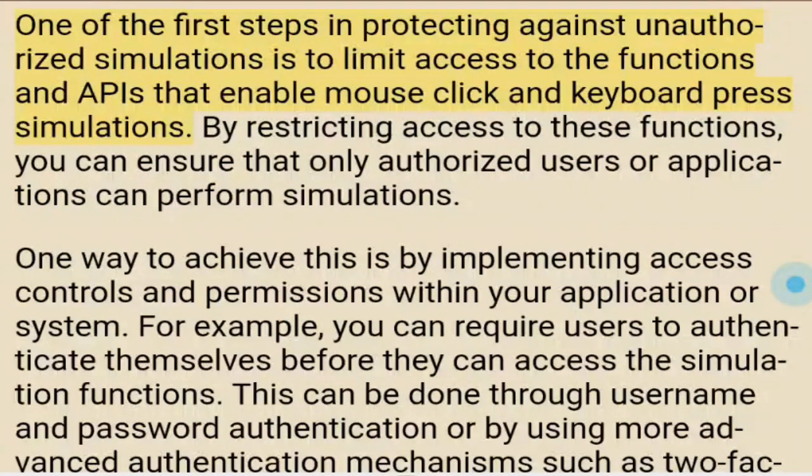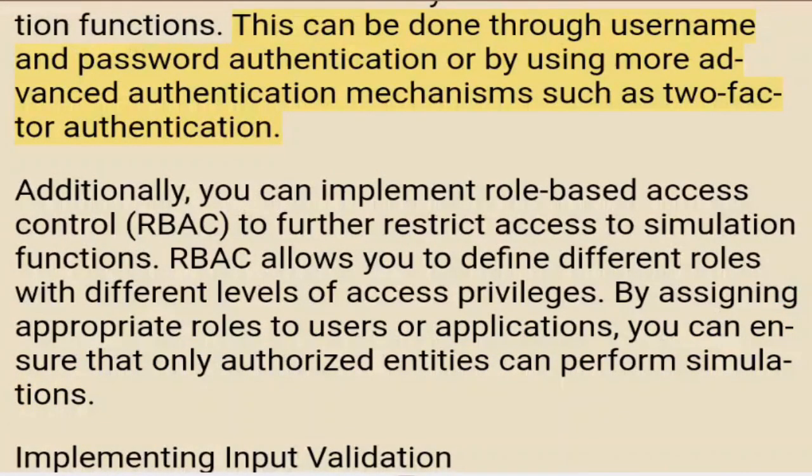Limiting access to simulation functions. One of the first steps in protecting against unauthorized simulations is to limit access to the functions and APIs that enable mouse click and keyboard press simulations. By restricting access to these functions, you can ensure that only authorized users or applications can perform simulations. One way to achieve this is by implementing access controls and permissions within your application or system. For example, you can require users to authenticate themselves before they can access the simulation functions. This can be done through username and password authentication or by using more advanced authentication mechanisms such as two-factor authentication.